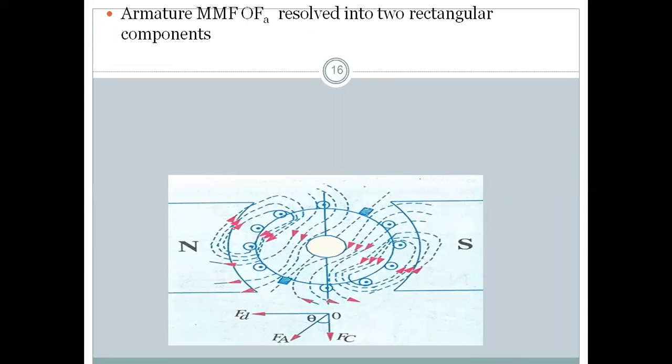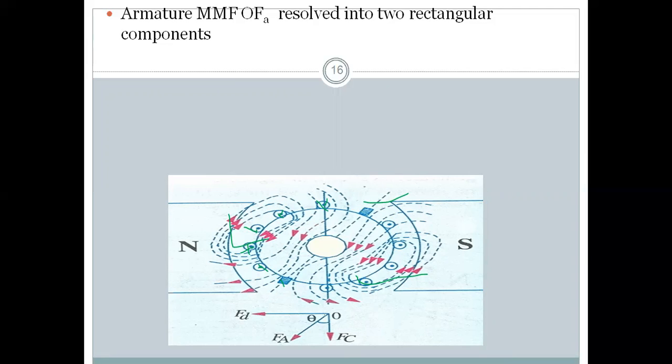Armature MMF, OFA, is resolved into two rectangular components. When the MNA is shifted, new currents take place apart from the brush side. One side of the brush is on one side, another brush is on the other side. Then these are crosses. Then I will get flux lines like this around this.